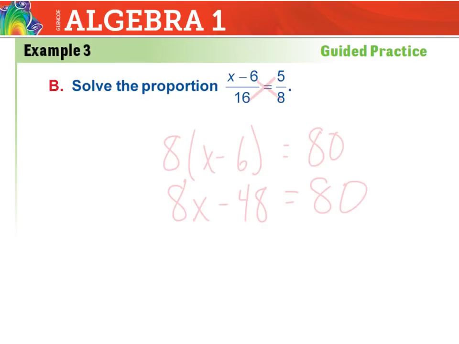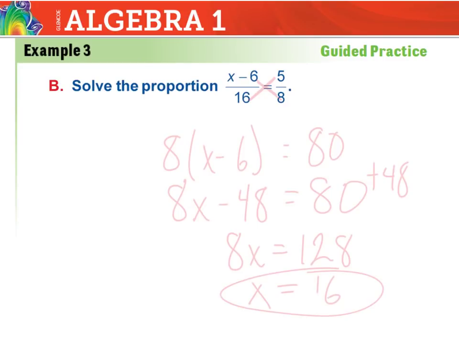We're going to go ahead and add 48 to both sides. 128. Divide by 8. And let's see, that's 16. There we go. Sweet. See, aren't these fun? Love them.